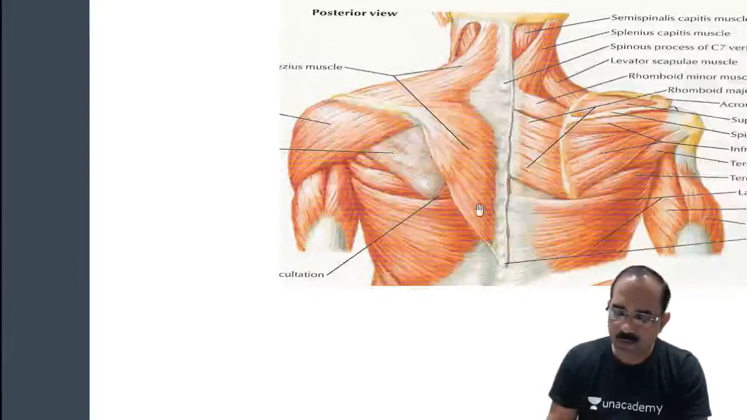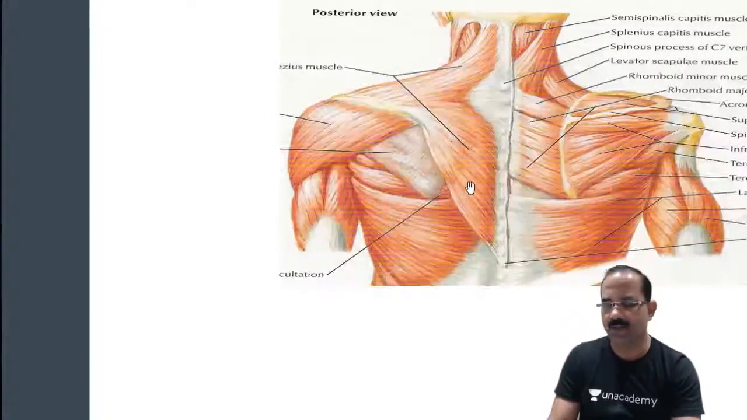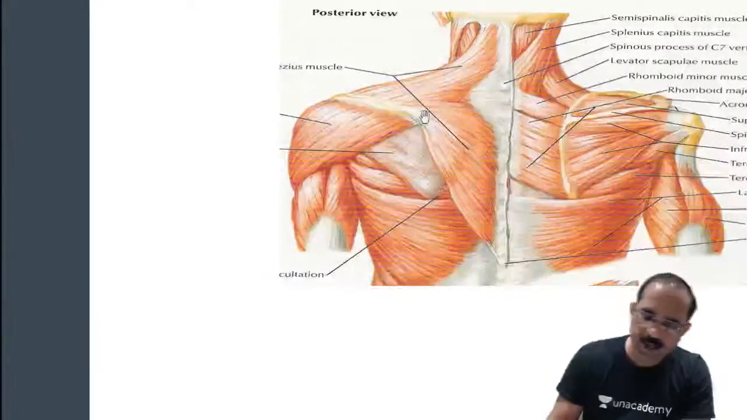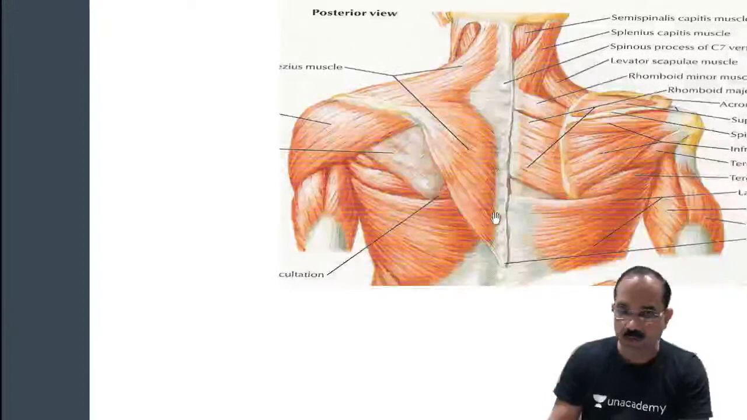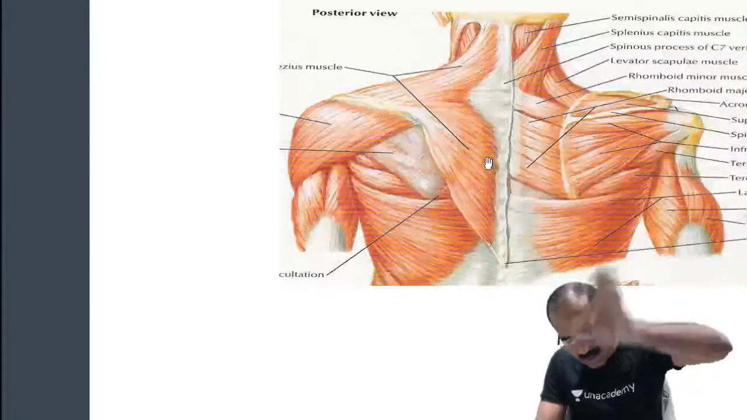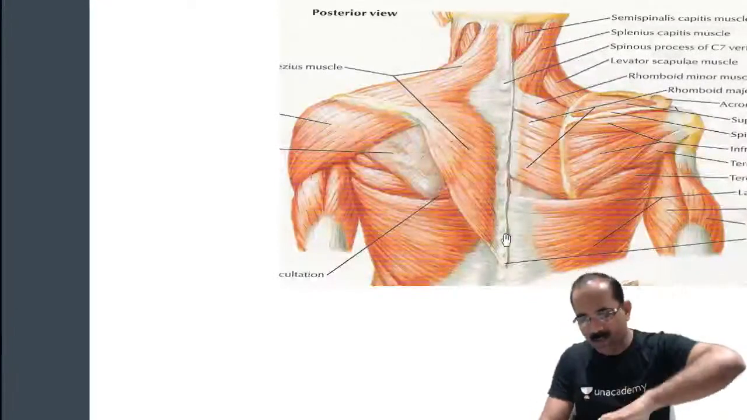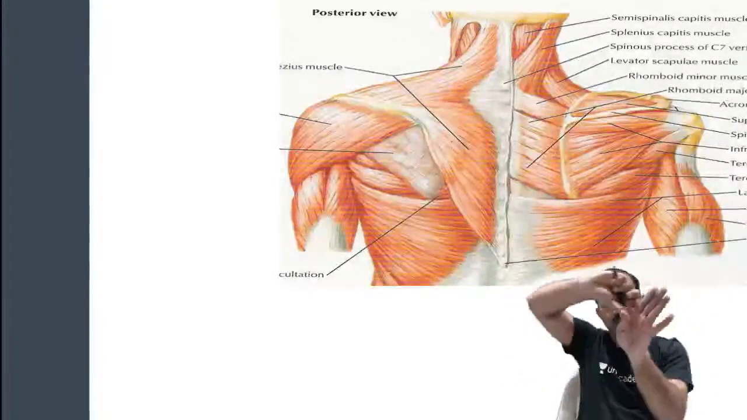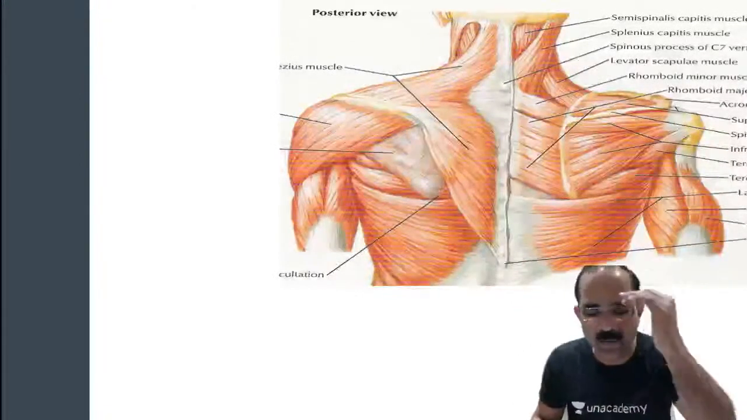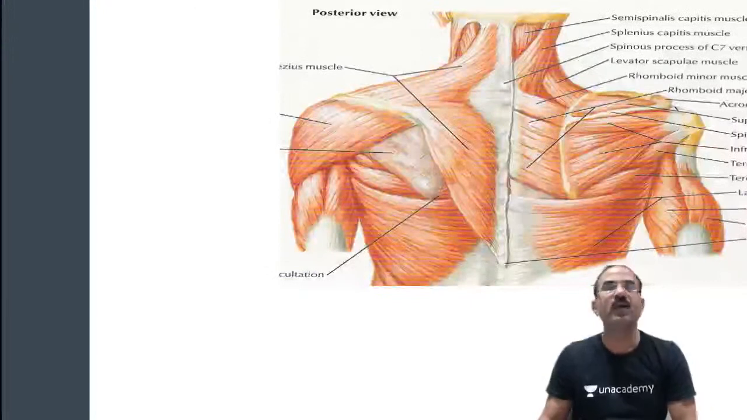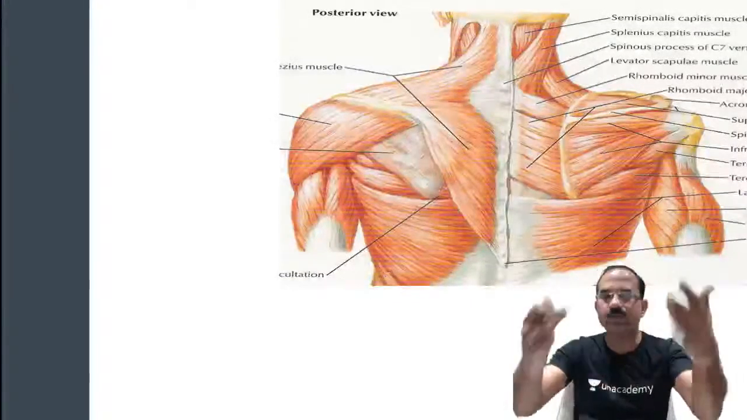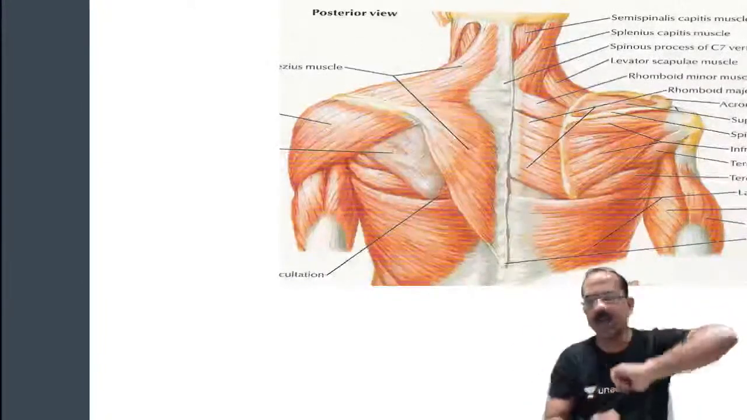And what do the lower fibers of trapezius do? Look at this, students. The lower fibers of trapezius turn and get inserted into the spine. When these fibers contract downwards, what will they do to the scapula? They will rotate the scapula like this, and this is what we call overhead abduction. Clear? So the lower fibers of the trapezius, along with serratus anterior, are going to do overhead abduction.